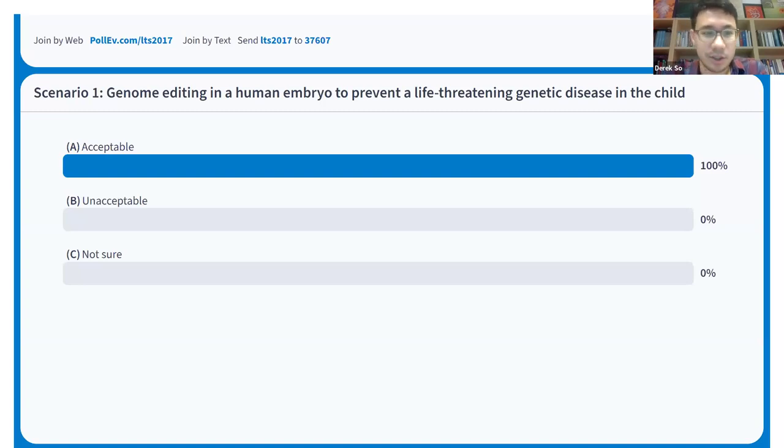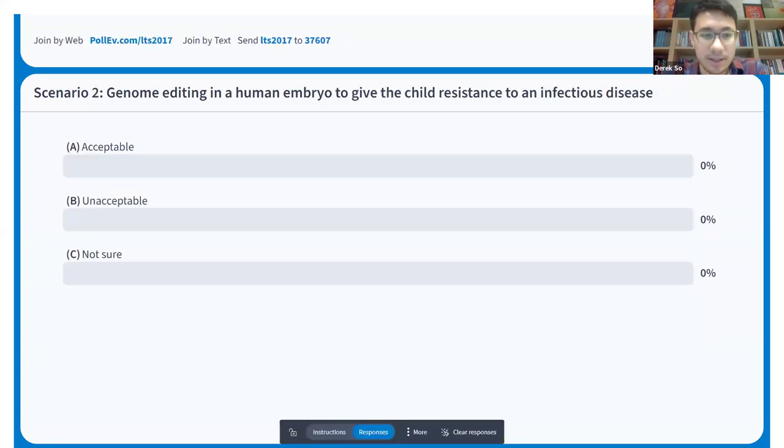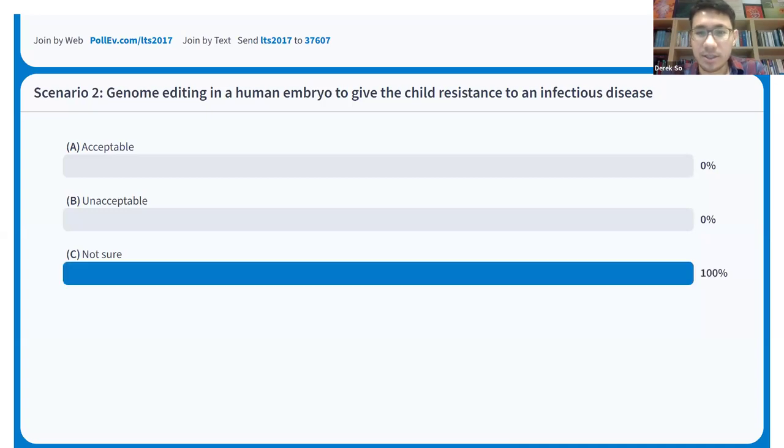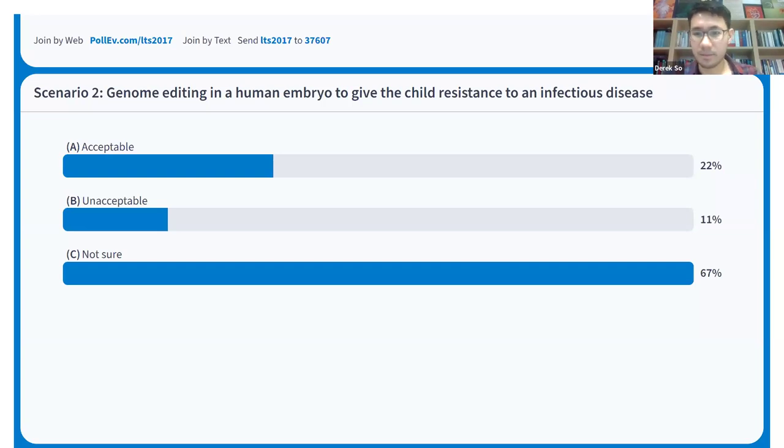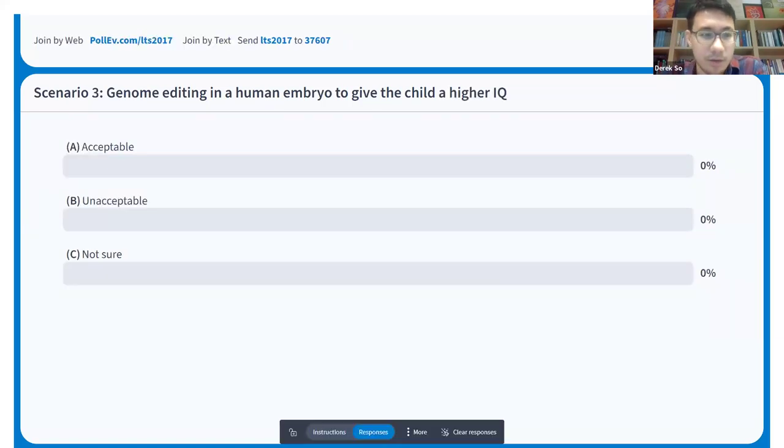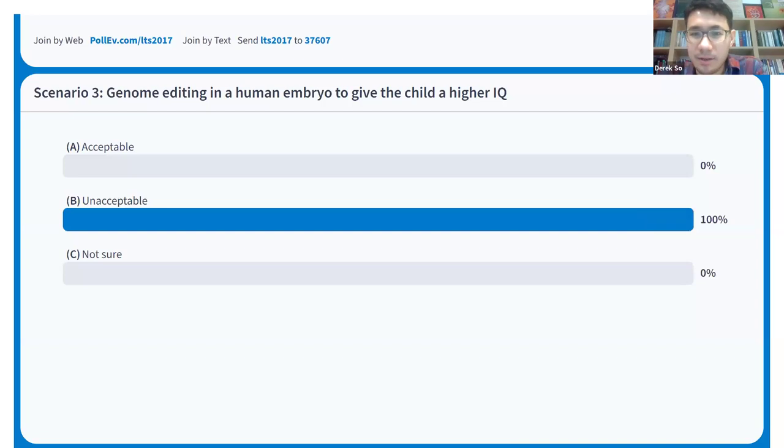All right, I think we'll move on to question two. Question two is to give the child resistance to an infectious disease. Interesting, some more diversity in our responses. A lot of not sures. All right, I think it's stabilized, so maybe we'll move on to question three. Question three is genome editing in a human embryo to give the child a higher IQ.